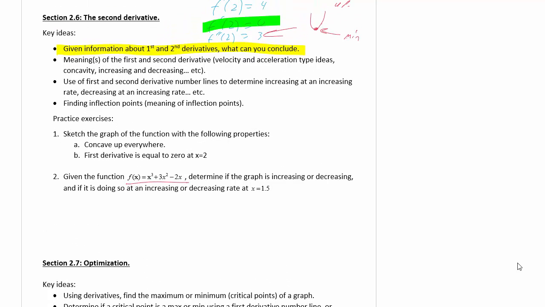And then I'm trying to think of what else out of 2.6 is really big, because 2.6 and 2.7 kind of bled into each other. Increasing, decreasing, using that first derivative number line to talk about the intervals of increasing because it's positive, intervals of decreasing because it's negative. Really go back, make sure you really remember all of that, because there will be questions on that. And then just derivatives.